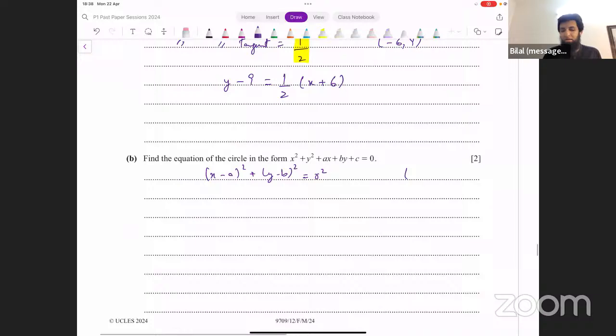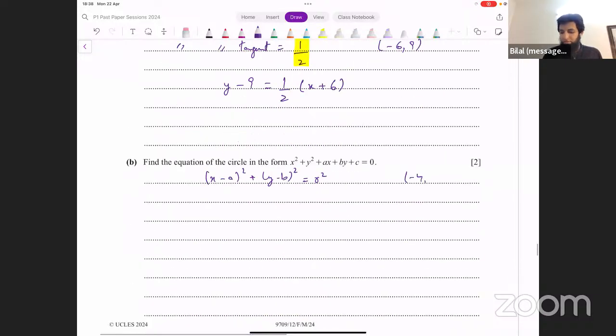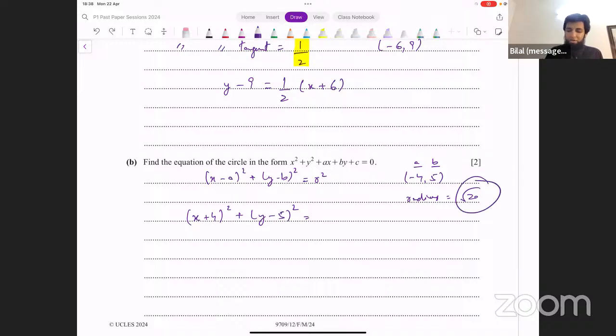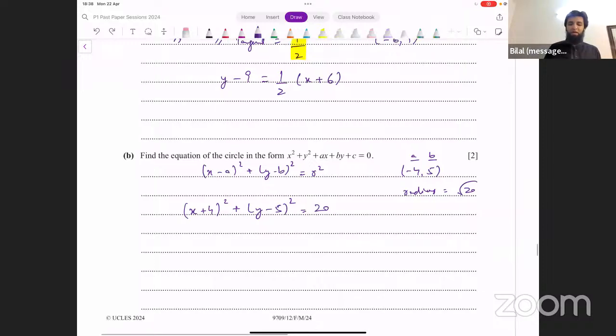The coordinates of the center are -4 and 5, and the radius is under root of 20. What do we get from this? x minus -4, that becomes x plus 4 whole squared, plus y minus b, so this is a, this is b, y minus 5 whole squared equals r squared, radius squared, that means under root 20 whole squared, that becomes 20. Now, we need to write the equation in this expanded form. So how do you do that? You just expand these squares and bring 20 to the left side as well.